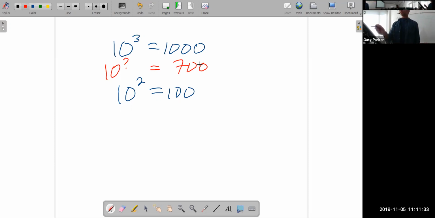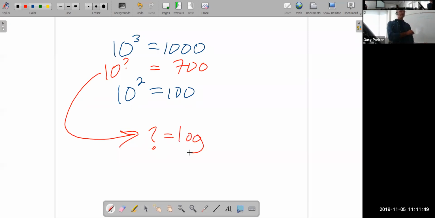So what I want to do is turn this red statement into a log statement. The first thing I do is write down the power. My power is question mark. A power is always equal to a log. That's the number one rule of logarithms. What's the base of the log here? What's the base of the problem above? 10. And I put my parentheses, and I put the 700 inside the parentheses.